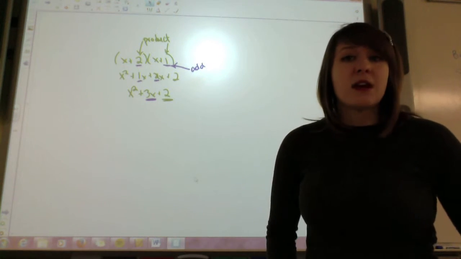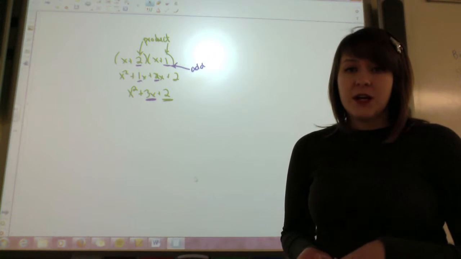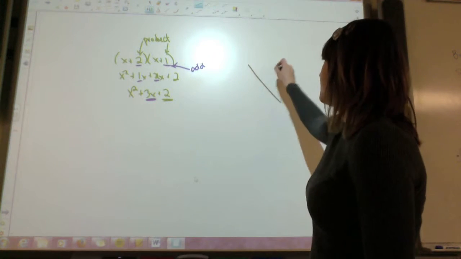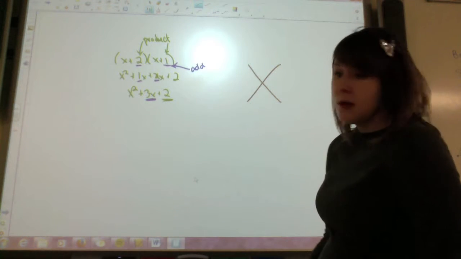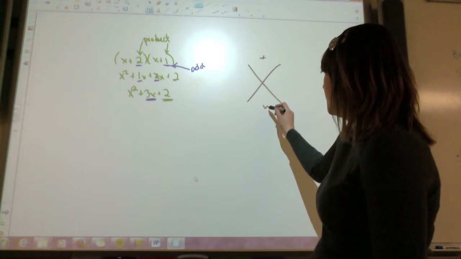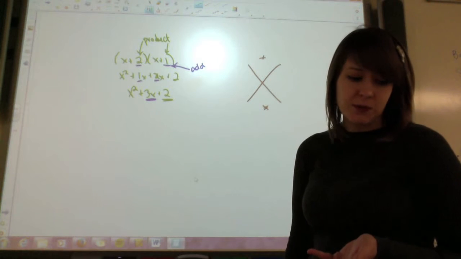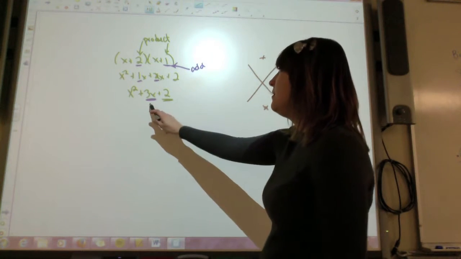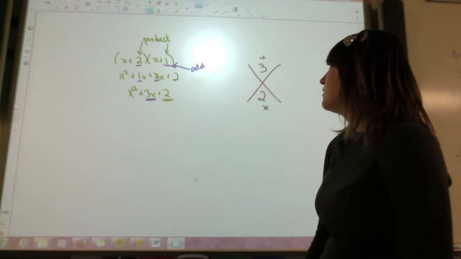So what I can do is use the X game to find the two numbers that add to 3 and multiply to get 2 to figure out how to factor this equation. With the X game, the first thing you do is start out by making an X on your paper. I personally like to put addition at the top and multiplication at the bottom, but it really doesn't matter. I also would suggest labeling them so you remember which is which. So I know that I'm looking for two numbers that add to 3 and multiply to 2.